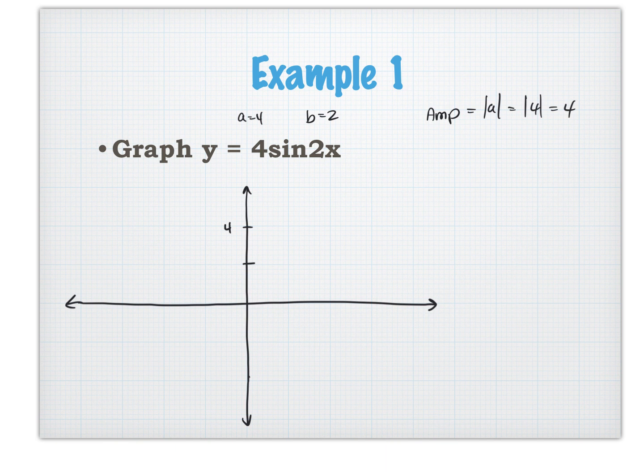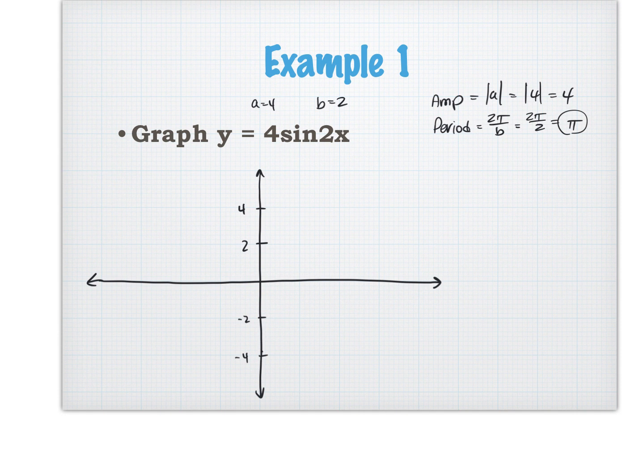So I go up by 2's there, up to 4. It looks like that. I'm going to do -2 and -4. And my period is going to be 2 pi over b. That's the formula. So it's going to be 2 pi over 2, which means my period is pi. So I know that my cycle is going to start and stop within pi radians.